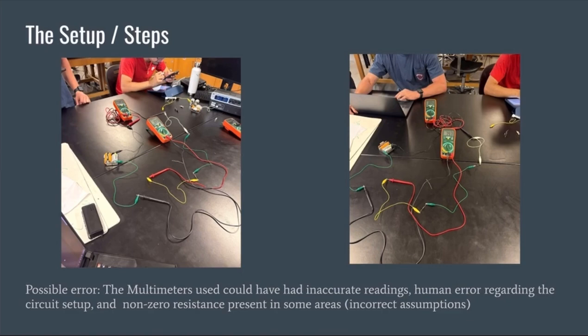Possible errors: the multimeters used could have had inaccurate readings because their batteries could have been low and stuff like that. Human error regarding the circuit setup, we could have messed something up there. And then non-zero resistance present in areas such as the wires themselves, because technically there is going to be some sort of resistance within them, even though we're assuming them not to have it.